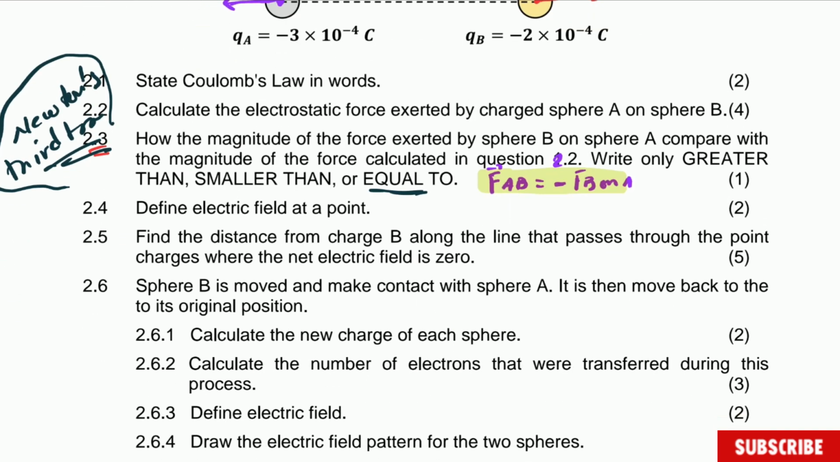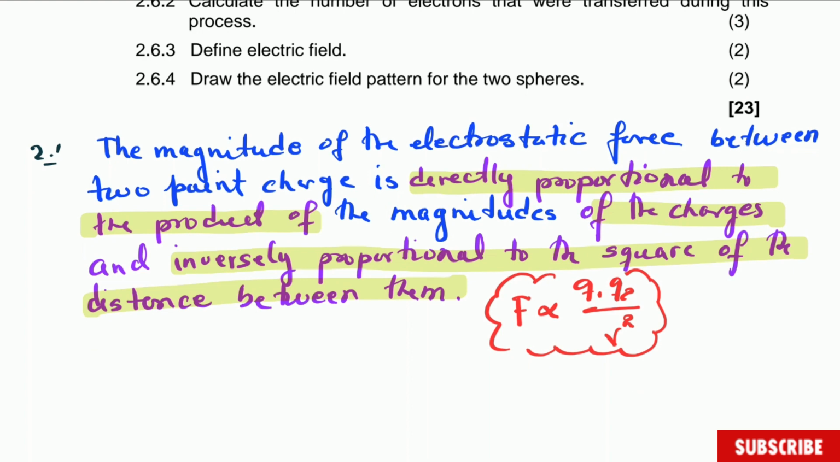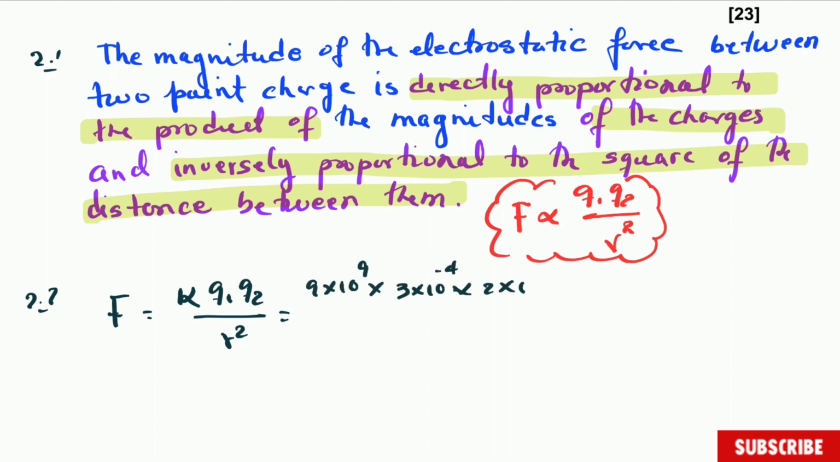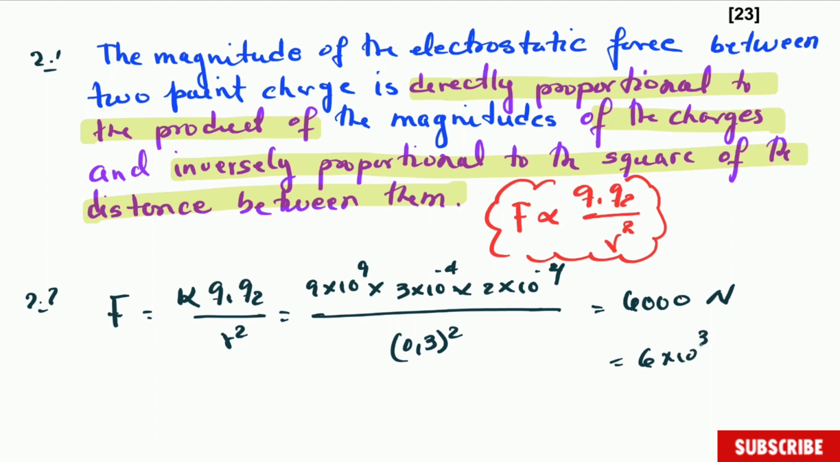Now let's calculate the force, because that answer was that it doesn't matter which force. This is question 2.2. Now for this one, the force is equal to k, the product of the charges, q1 q2, divided by the distance squared. And when you substitute everything here, the answer is 6,000 newton. Now note, this could also be 6 times 10 to the 3 newton. It's the same answer, guys.